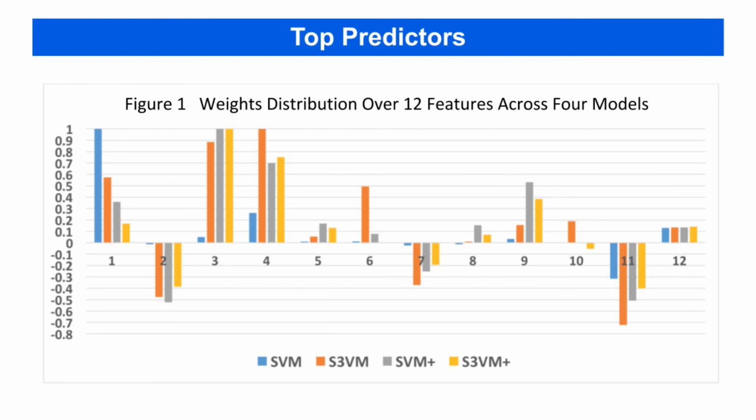A closer examination reveals that SVM relies mostly on 3 features, they are 1, 4, and 11. S3VM has significantly large weights on 2 additional features, they are number 6, TOEFL reading and number 7, TOEFL listening, on top of the 5 features listed above. SVM Plus and S3VM Plus made use of one additional feature, which is number 9, TOEFL writing.